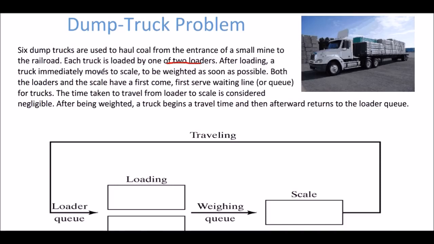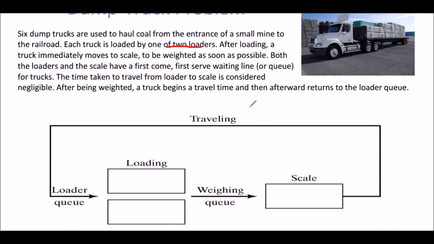After loading, a truck immediately moves to the scale to be weighed as soon as possible. Both the loaders and the scale have a first come, first served waiting line for the trucks. So these are the queues over here. The time taken to travel from the loader to the scale is considered negligible, that is this point. And then after being weighed, a truck begins a travel time and then afterwards returns to the loader queue over here.